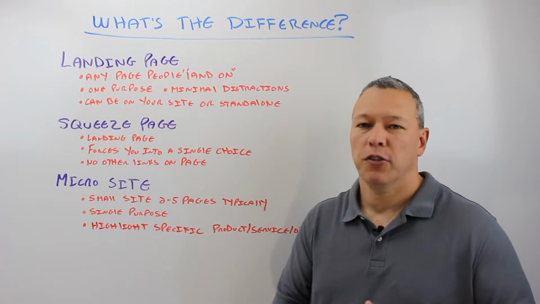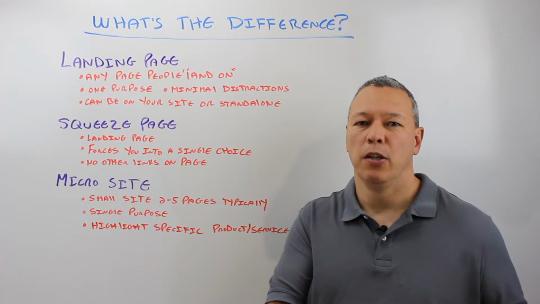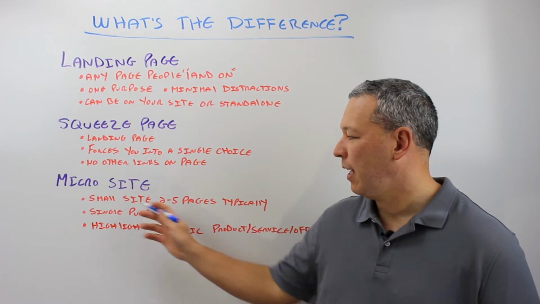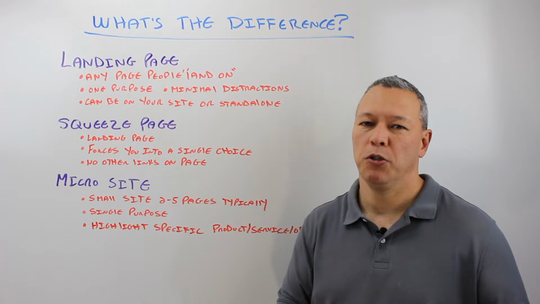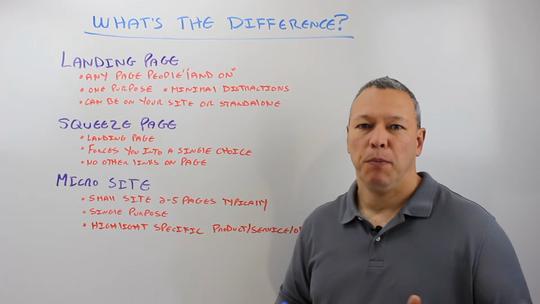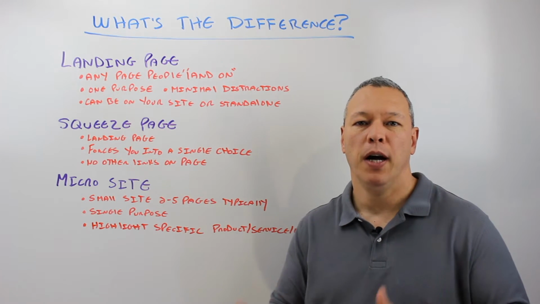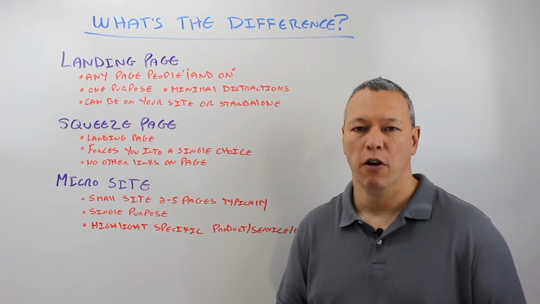Lastly, we have a microsite. Now, a microsite's a little bit different. A microsite is a standalone web property, so it may have its own domain, its own URL, and it's typically about 2 to 5 pages long. And why would you create a microsite? Well, it's usually a single purpose site. Maybe you have a product or service or an offer that you're trying to highlight, and you want to separate it from your website so it's not mixed in with all the other offerings you have.